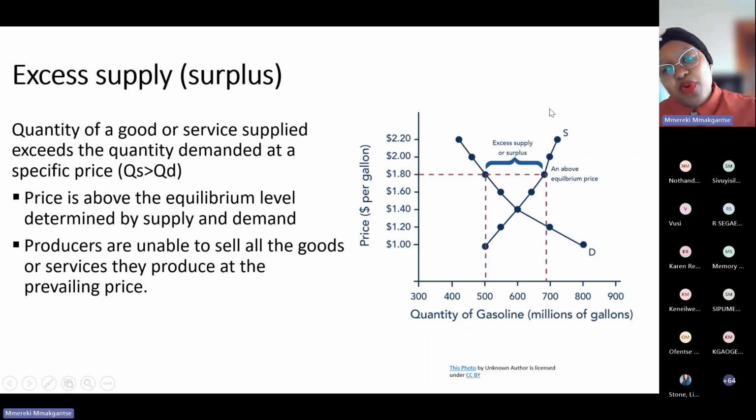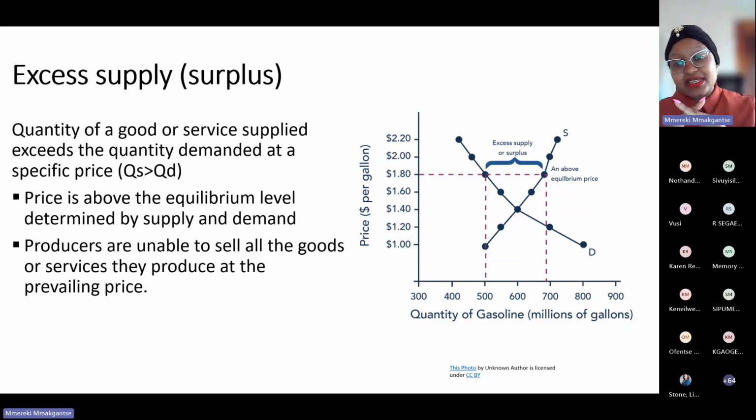At this point of excess supply, the producers are unable to sell goods and services at the prevailing price because nobody will buy here. The price is high. So this is excess supply. Remember, excess supply is when the price is above the equilibrium price.